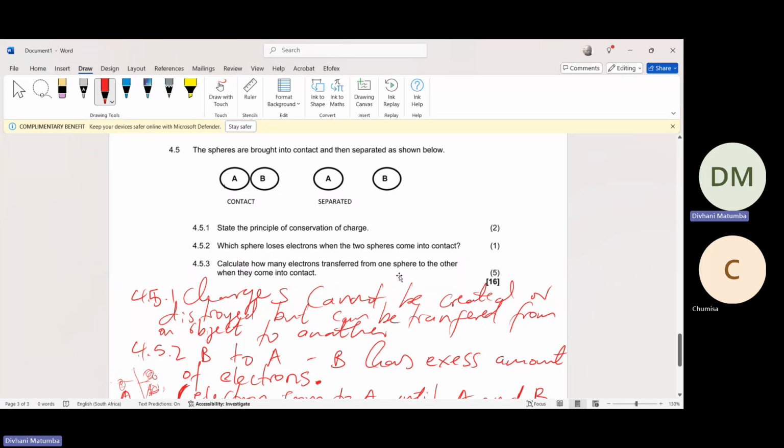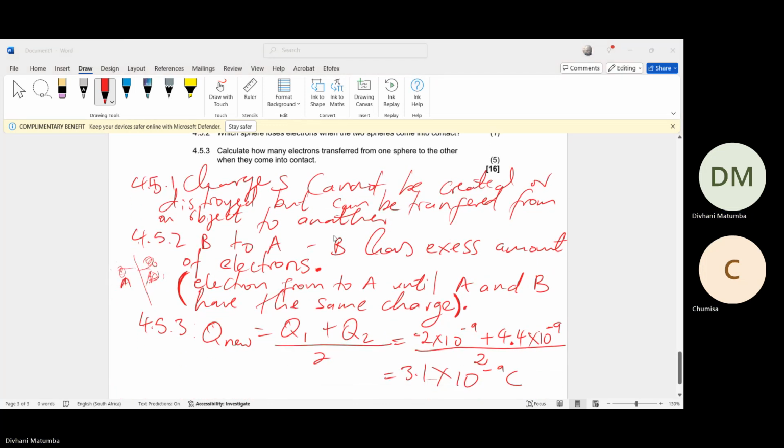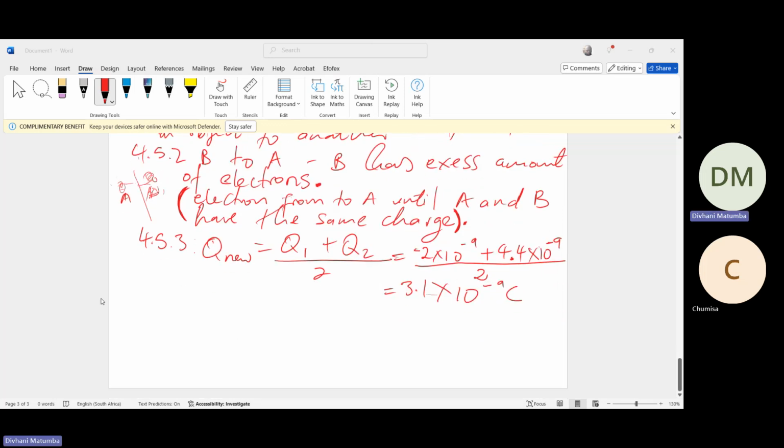Now, remember the question said calculate how many electrons. It didn't say calculate the amount of charge. Calculate how many electrons. So how do we calculate the number of electrons? Is it going to be change in Q is equal to Q final minus Q initial? It's change in Q, Q final minus Q initial. You are right.